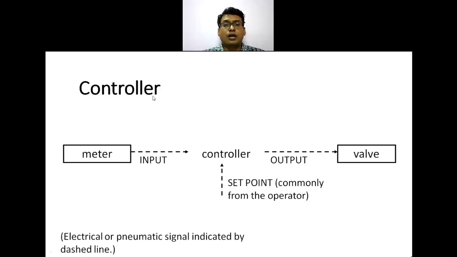Then this is how a controller behaves. A certain measurement provides the input to the controller. For a controller, the set point is also there, commonly from the operator, who provides the desired value. Say in the previous case, 50 degrees Celsius for the desired temperature set point. The meter gives the temperature measurement, and this controller gives the output, which is sent to the final control element. This is the electrical or pneumatic signals indicated by these dash lines.